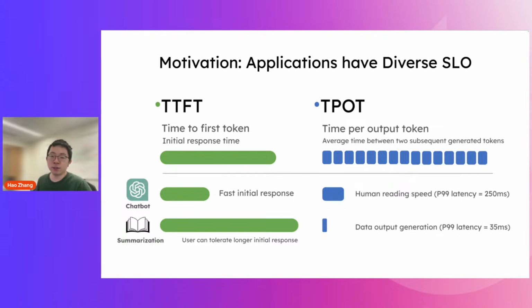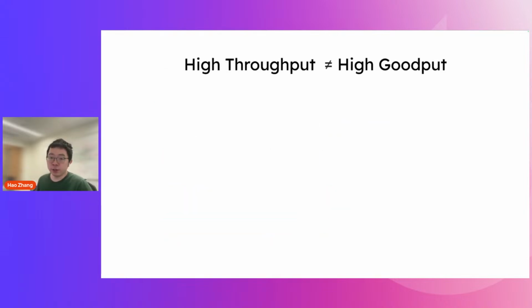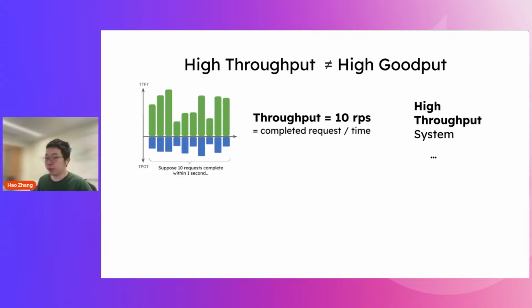In contrast, users who use a summarization application can tolerate a longer initial response time. But in the subsequent generations, we want it to be fast because we want to see the final summarized report as soon as possible, right? So then the question is, in the presence of these two SLOs on TTFT and TPOT, is throughput a sufficiently good metric for LLM serving? It turns out that this is not always the case.